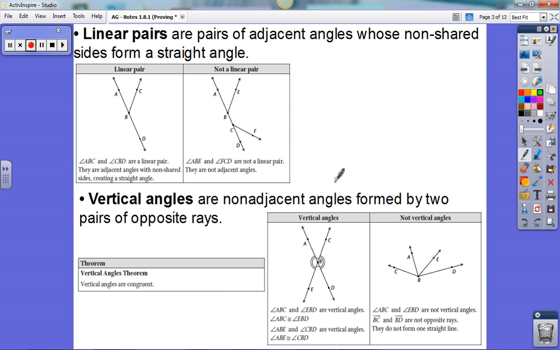Vertical angles are non-adjacent angles formed by 2 pairs of opposite rays. So basically make an X, and then these would be the vertical angles. So this angle is labeled as well as this, that they are congruent, and then opposites. So again, vertical angles are congruent.